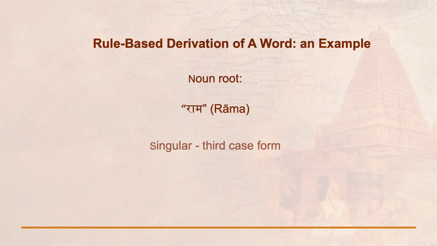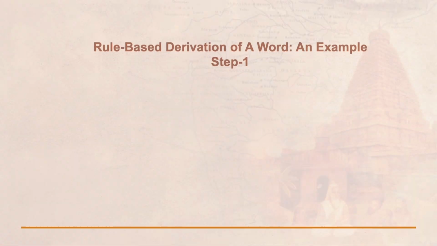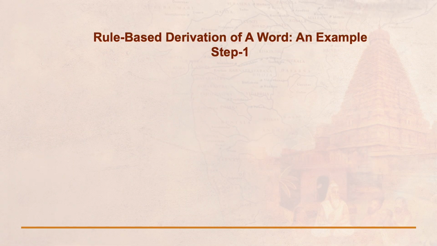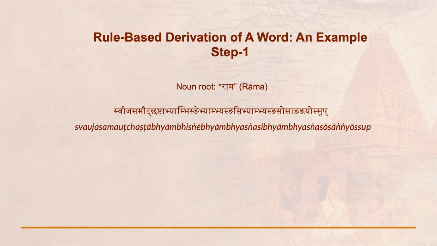Let us take the noun root Rama, and see how to derive the singular form of the third case. The third case is Ramena, which means by Rama. Ravana was killed by Rama. So we need the form for by Rama, which is Ramena. Let's see how the Paninian algorithm will work. Step 1, the noun root Rama is taken, and when you scan it through the set of rules, the 4th chapter, 1st section, 2nd rule of the Ashtadhyayi becomes applicable. That is the first rule which will qualify.